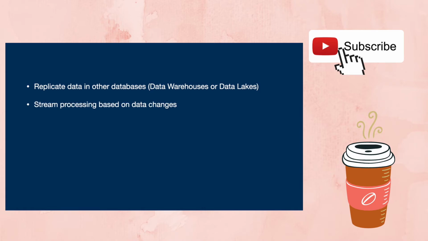You can do stream processing based on data changes. So let's say whenever a customer's information changes, you want to do some processing and then send an email to that customer. You can do that using a stream processor listening to the CDC stream. You can also validate or invalidate your cache. Depending on, let's say, if some data was deleted or new data was added, you could invalidate your cache or add the new data into your cache.